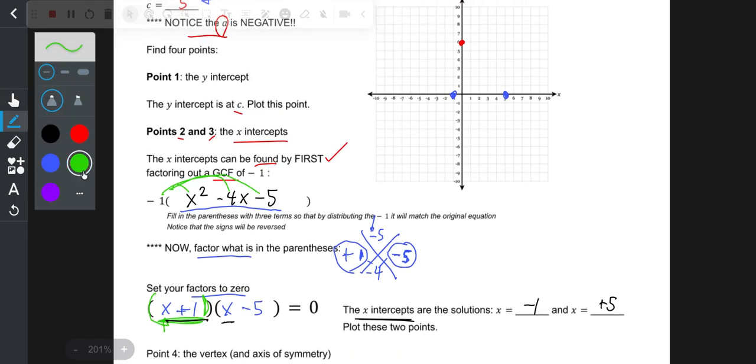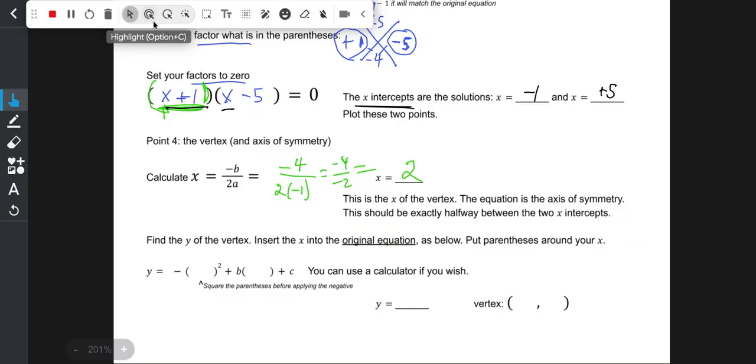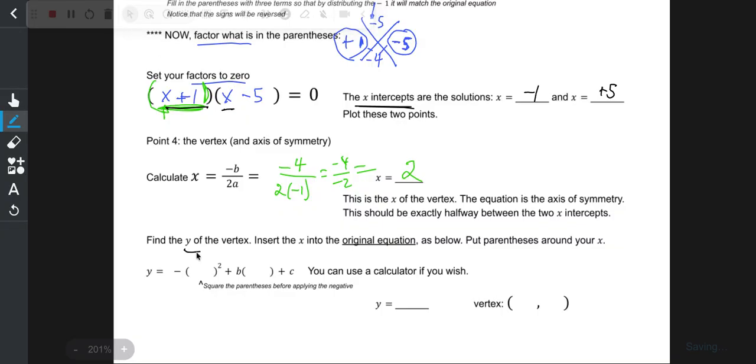So this is not the vertex I'm about to draw, but I just want to see if the 2 is exactly, perfectly in between the two x-intercepts, and it is. But we just need to know the y of the vertex so we can plot an actual point somewhere and not just a line. This is called the axis of symmetry. And that's just a line, but we need to know a point. So how do we find the y of the vertex?